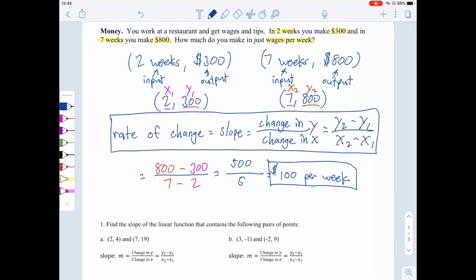So given 2 points, 2 ordered pairs, 2 data points, we can always find the rate of change. We just make it look like an ordered pair: 2 weeks, 300, 7 weeks, 800. And we just subtract the y's, 800 minus 300, 500. 7 minus 2 is 5. Then you divide them and we get 100. So $100 per week, and that's our rate of change.